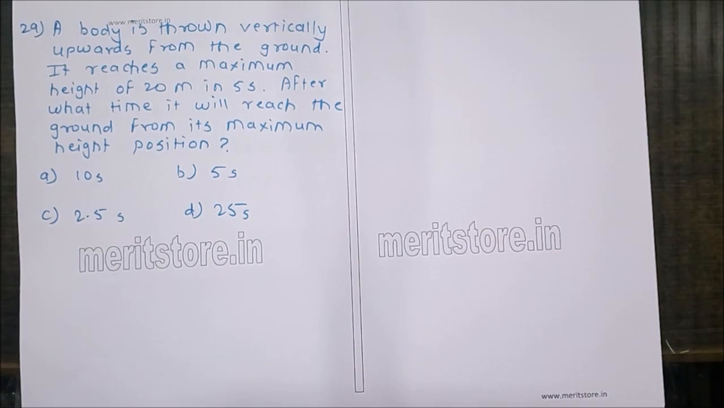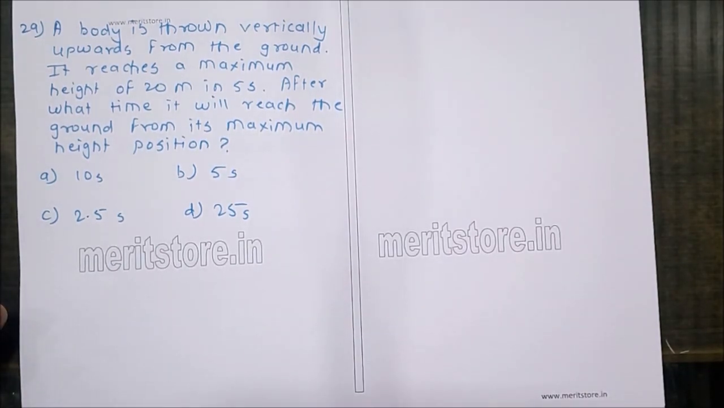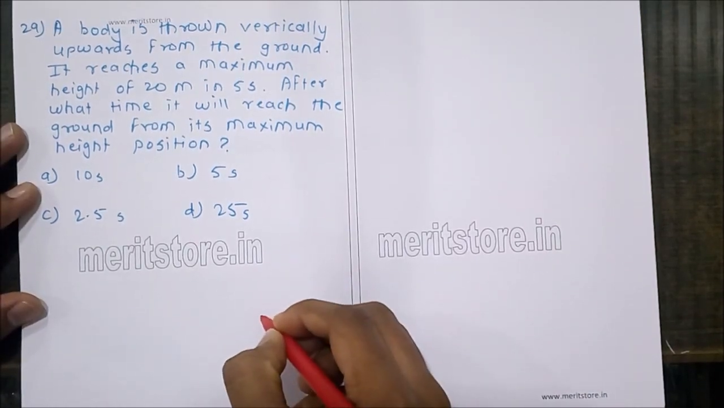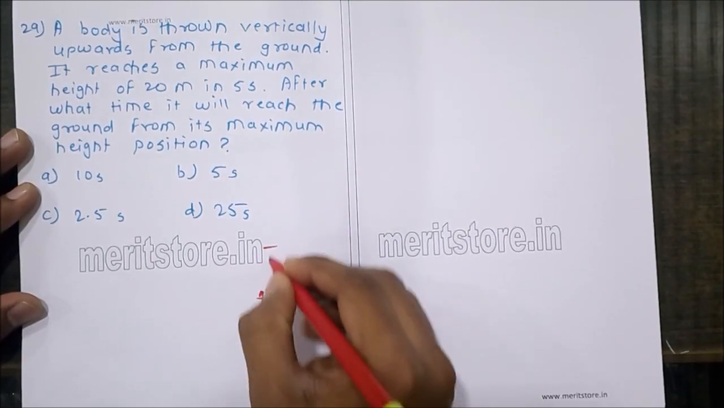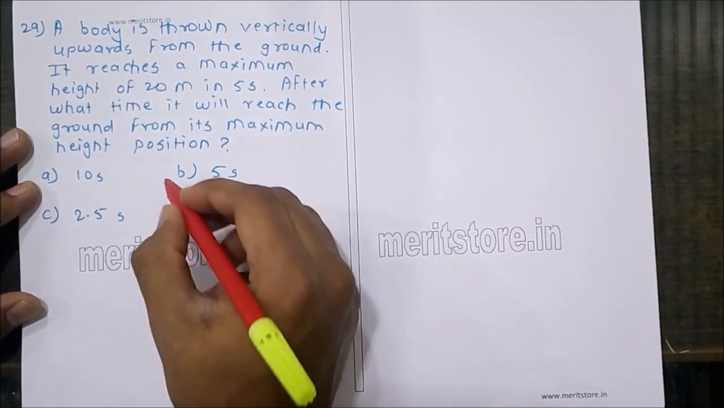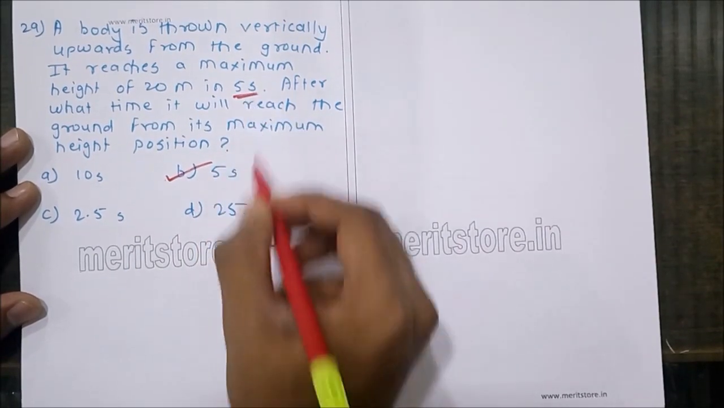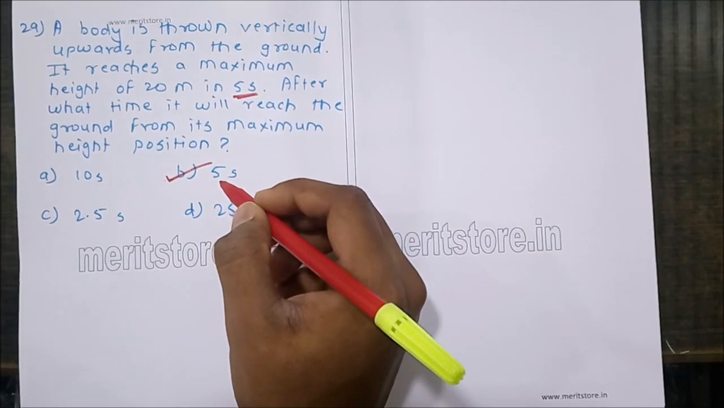A body is thrown vertically upwards from the ground. It reaches a maximum height of 20 meters in 5 seconds. After what time will it reach the ground from its maximum height position? The options given are 10 seconds, 5 seconds, 2.5 seconds and 25 seconds. When a ball or a body is thrown upwards, the time taken to reach its maximum position and again to come back to its original position on the ground is equal. Hence, over here the option would match the time taken to reach the maximum position. Hence the answer is option B, 5 seconds.